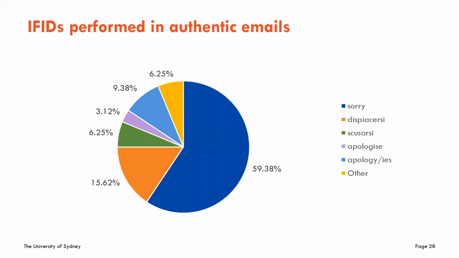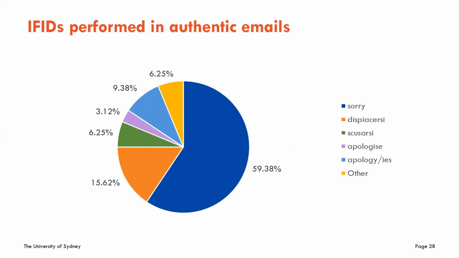Turning to the authentic emails now, what arises here is quite interesting. So yes, there's a mix of Italian and English IFIDs here, remembering that some of the authentic emails were written in English, some of them were written in Italian, some of them were written in a mix of Italian and English. So we do have a bit of a mix here.